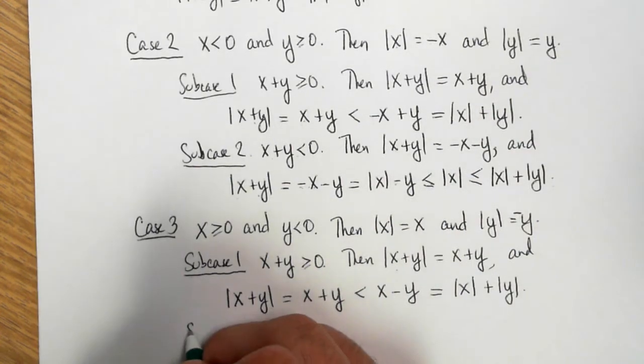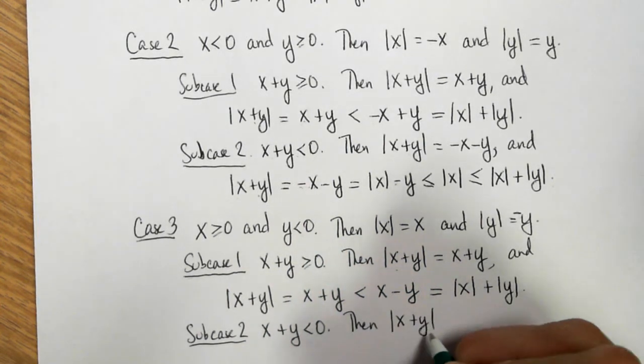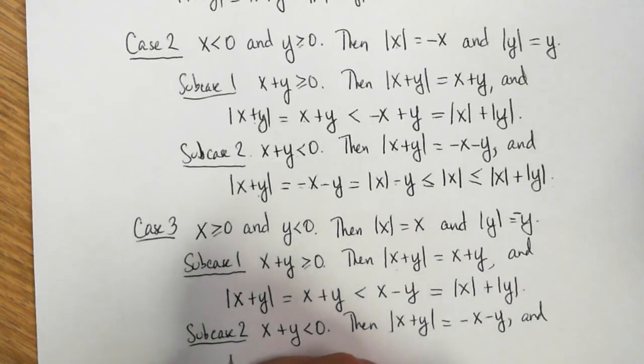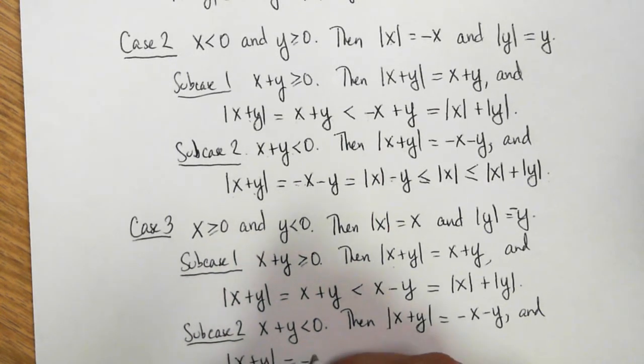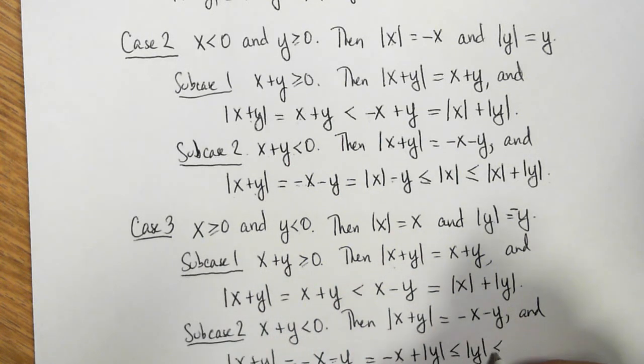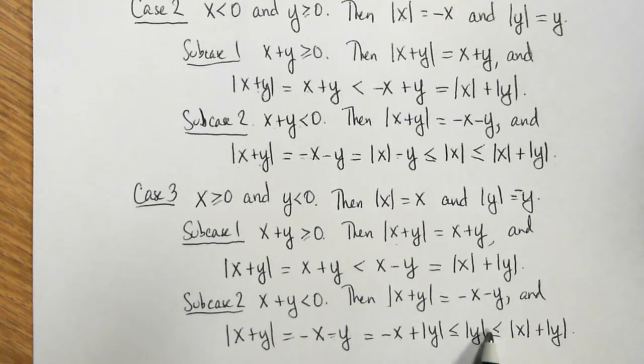And finally, subcase 2, x plus y is less than 0. Then the absolute value of this negative sum would be equal to negative the number that's inside. And therefore, the absolute value of x plus y is equal to minus x minus y. Now, minus y is the same thing as the absolute value of y. However, minus x is something that is not positive, so this is going to be less than or equal to absolute value of y, which is less than or equal to absolute value of x plus absolute value of y. And so we have, again, that the left-hand side is less than or equal to the right-hand side.